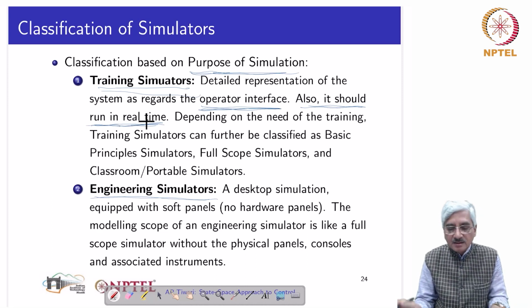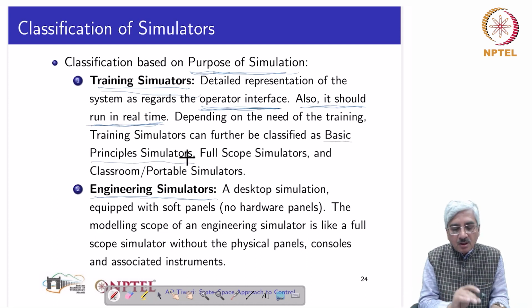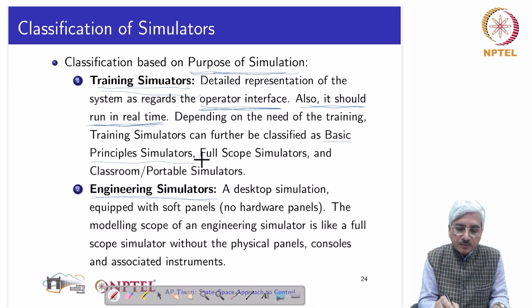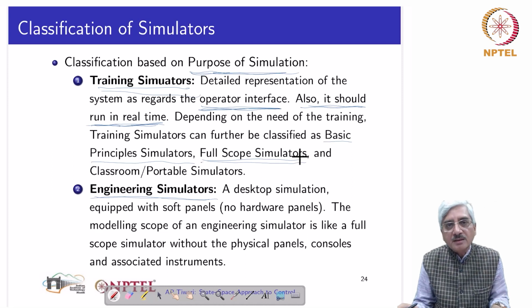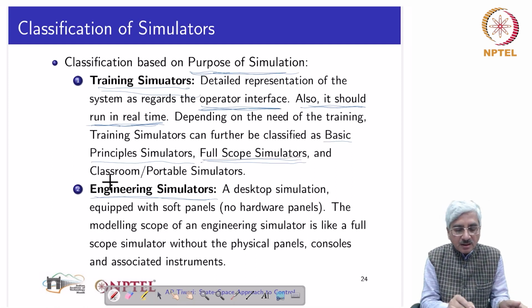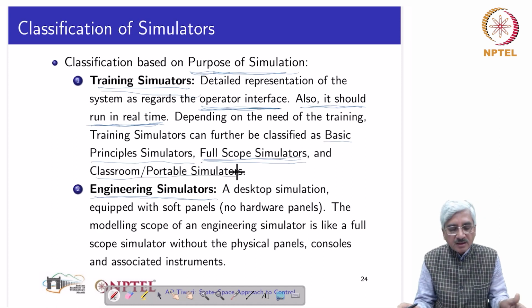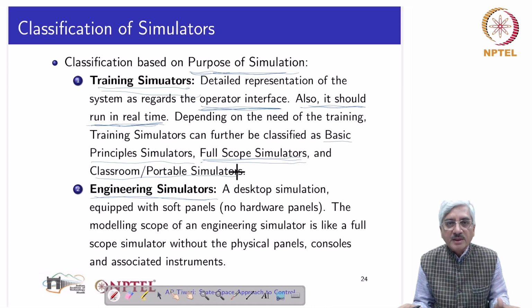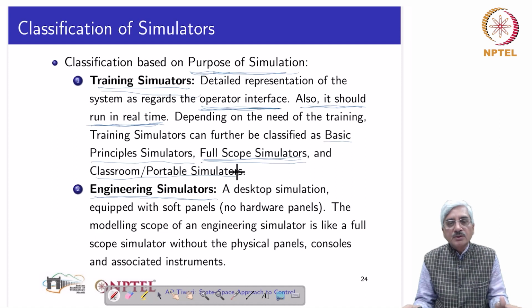They can be further divided into basic principle simulators, where the objective is to make the operator understand the physics aspects of the process. They can be full scope simulators. Each and every aspect of the plant for which the operator is to be trained exists in the full scope simulators. Or they can be classroom or portable simulators, meaning that they are not as big as replica simulators. However, the things are replicated in graphical user interface over a computer monitor or in virtual panels.